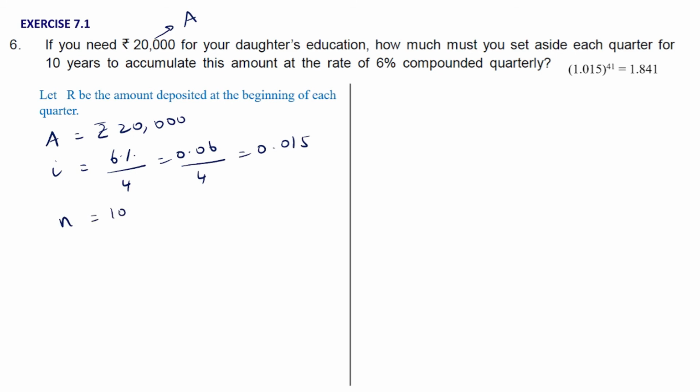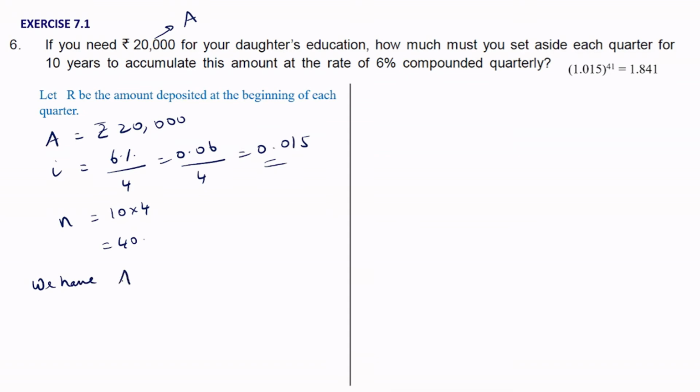Then N is 10 into 4. Here N is the number of installments. So here each installment is made at the beginning of each quarter for 10 years. So N will be 10 into 4, it is 40. So using all these, let us find the value of R. Now we know the formula.